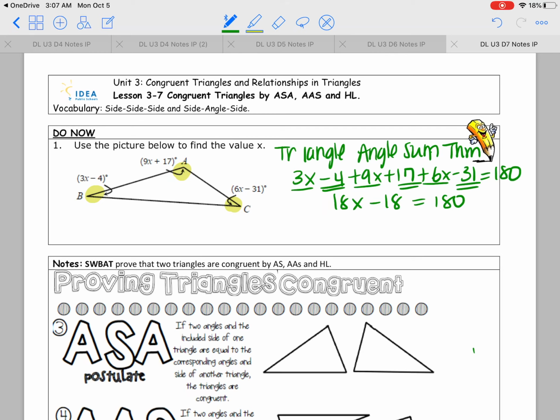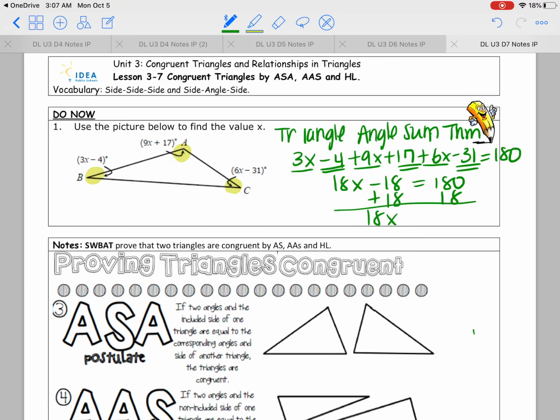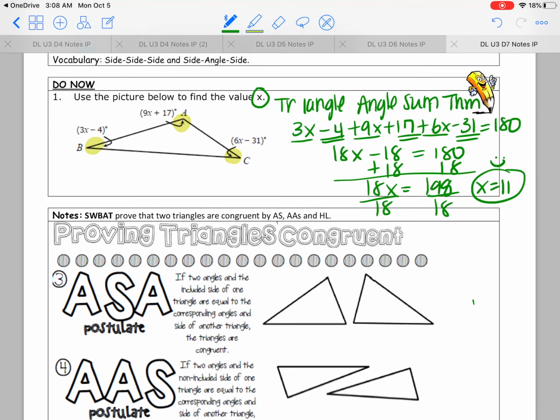Notice that our equation has been simplified to a two-step equation. So what we need to do here is add 18 on both sides, and we get 18x equals 198. Then we divide by 18 and we find that x is equal to 11. Since it was only asking us for the value of x, we have found the answer.